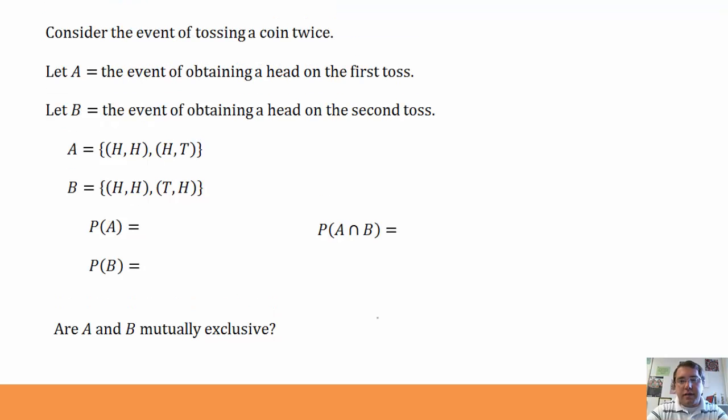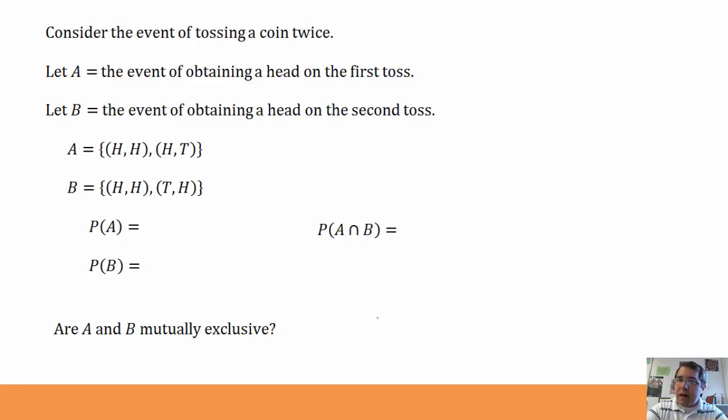Consider the event of tossing a coin twice. Let A be the event of obtaining a head on the first toss, let B be the event of obtaining a head on the second toss. So my sample space is head, head, head, tails, tails, head, tails, tails. 4 possible outcomes in my sample space.